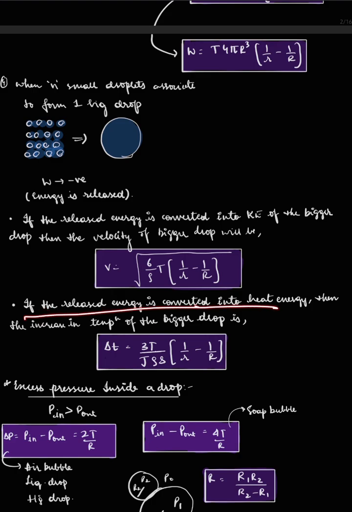If the released energy is converted into heat energy, here kinetic, here heat, then the increase in temperature of the bigger drop is delta T equals 3T upon J into rho into S, into (1 upon small r minus 1 upon capital R). If you ask what S is, S is the specific heat capacity, okay?